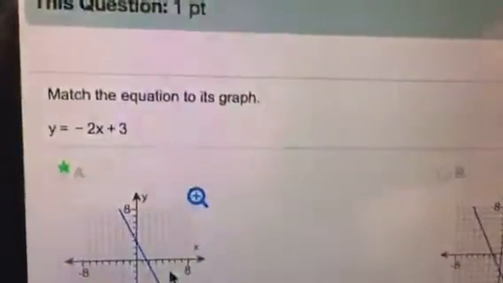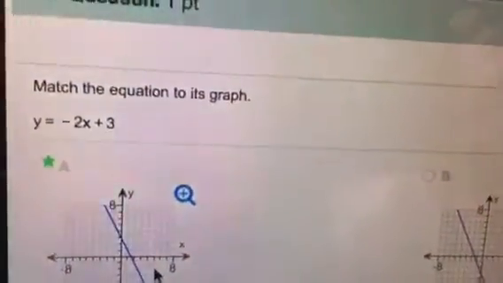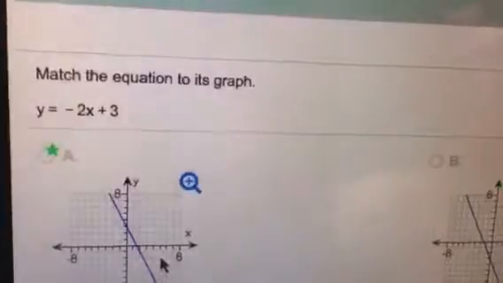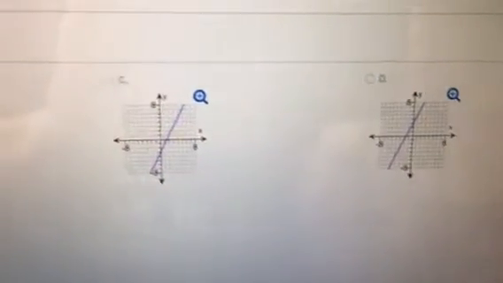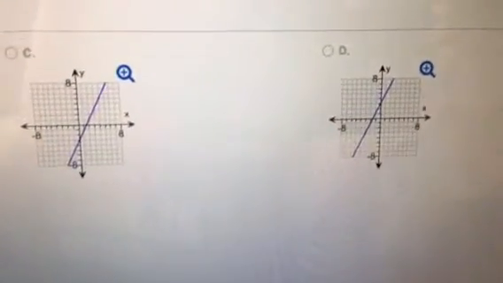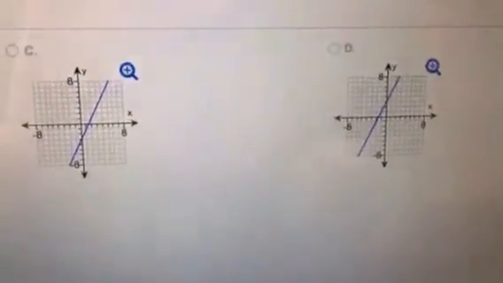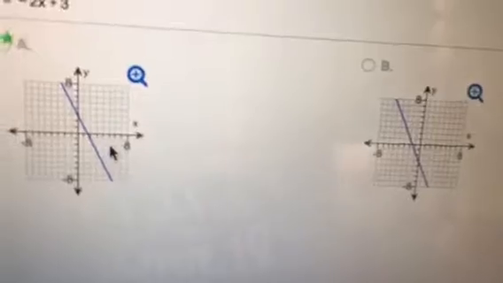Notice negative 2 is the slope, and that means that the graph will lean to the left. So they're asking us to select which one of these graphs will represent our equation. We can tell these two will not because they're leaning to the right. That means it's a positive slope. So it narrows it down to these two.